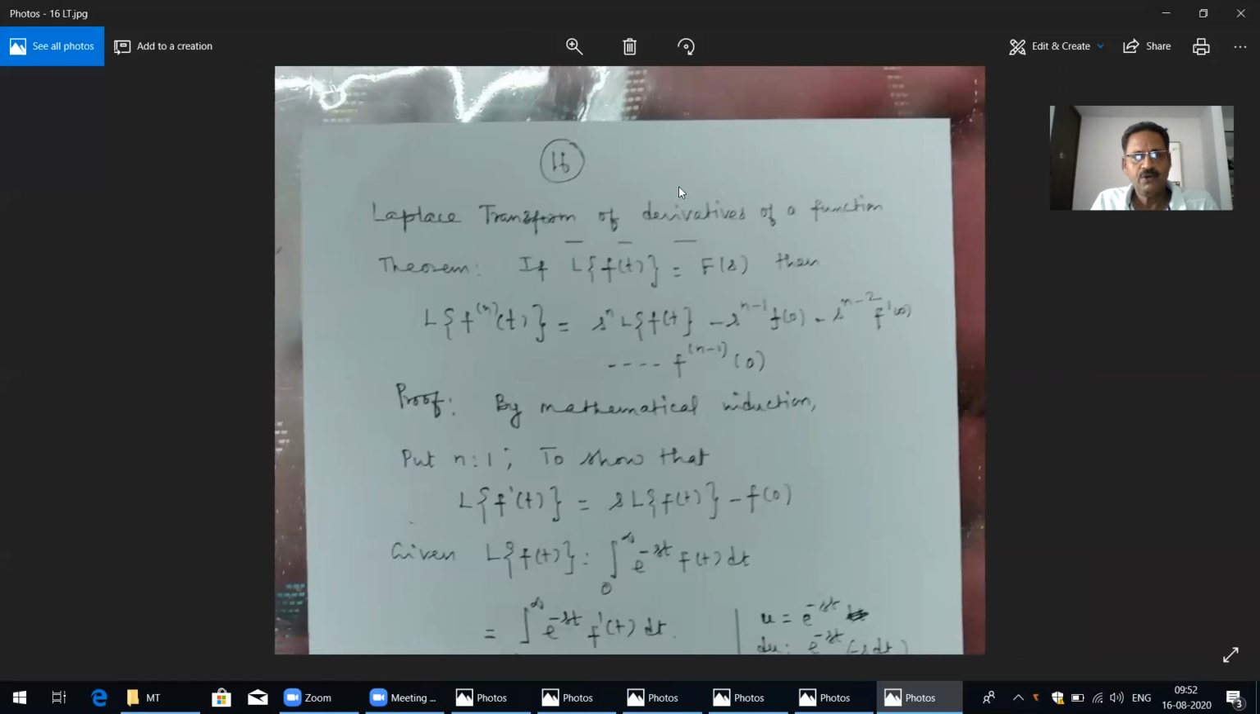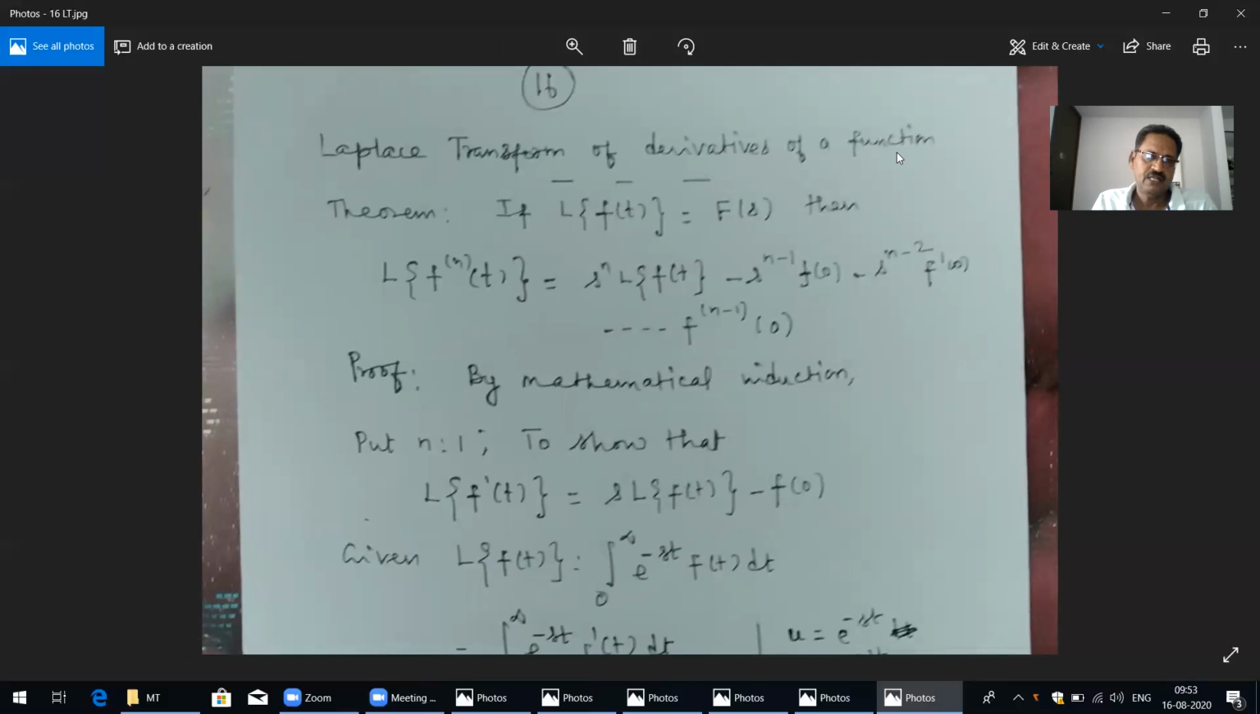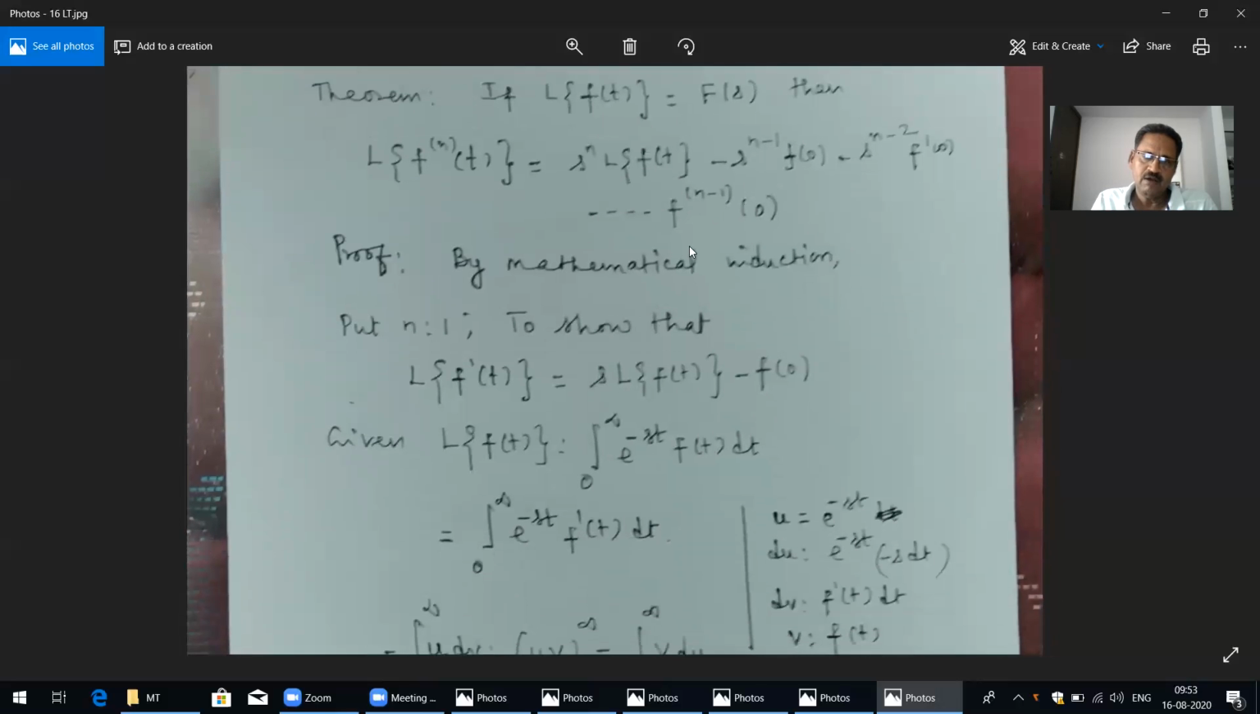Next, Laplace transform of derivatives of functions. If Laplace transform of f of t equal to f of s, then what is the Laplace transform of f n of t equal to? We have to prove that s power n into Laplace transform of f of t minus s power n minus 1 into f of 0 minus s power n minus 2 into f dash of 0. Then continue this. Finally, you are getting f of n minus 1 of 0 here.